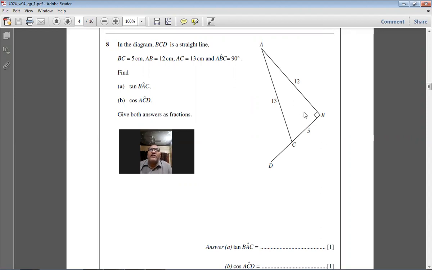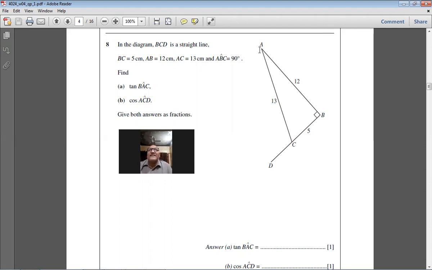This is a right angle triangle, ABC is a right angle triangle. If I use this angle, then this will be the base, this will be the perpendicular, and this will be the hypotenuse. If you want to find the tan BAC, that will be the perpendicular by the base. So it will be 5 by 12.